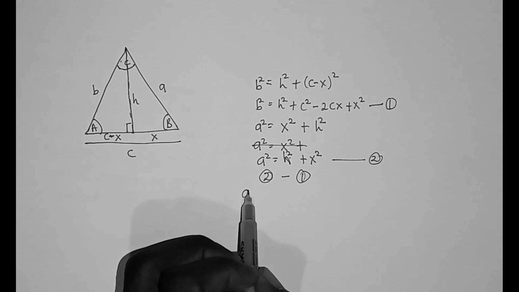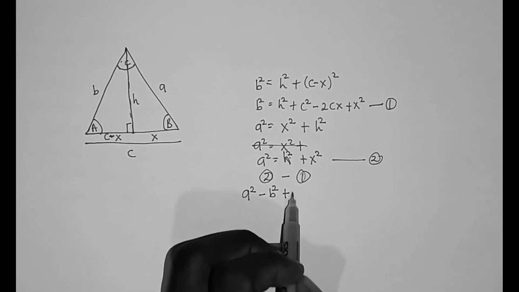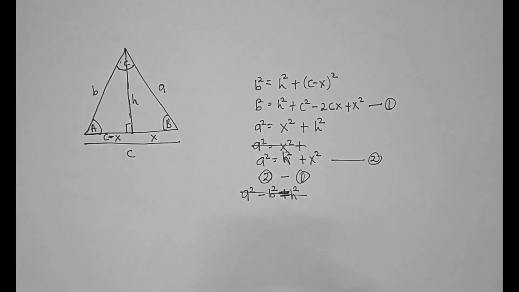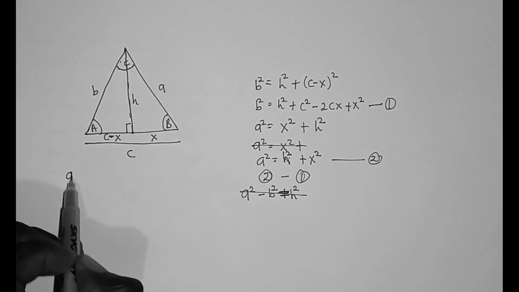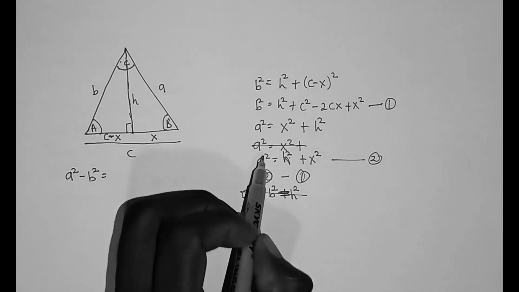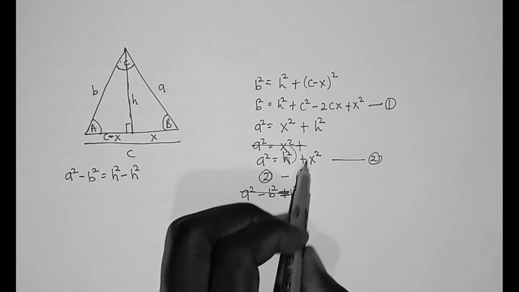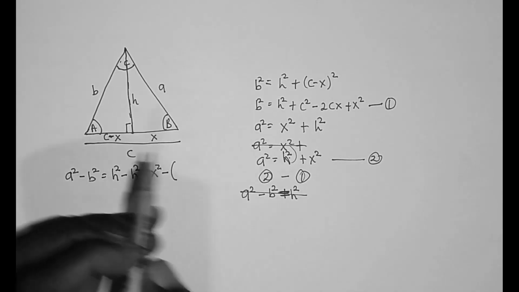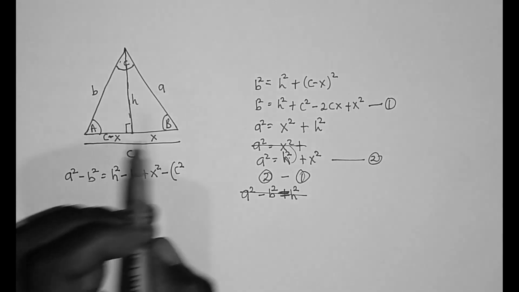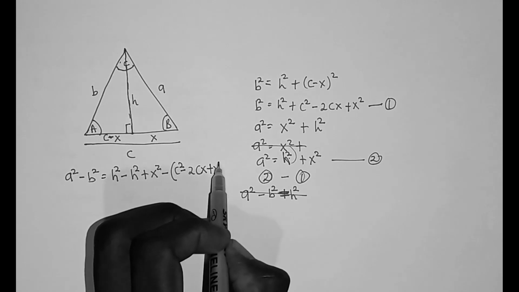So let me start again. Equation 2 minus equation 1, we have a squared minus b squared is equal to h squared minus h squared, then plus x squared, then minus c squared, then minus 2cx, then plus x squared.